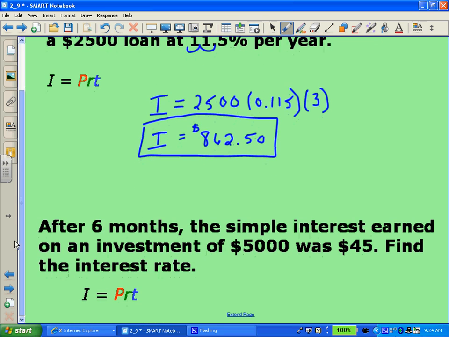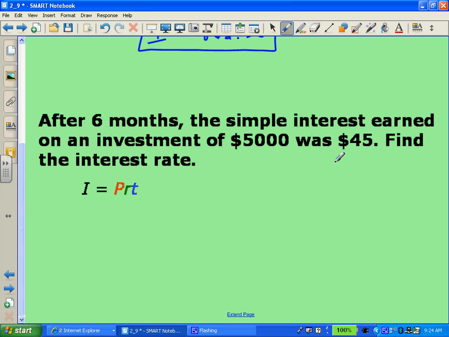Okay. Now let's look at another one here. Again, the first thing I need to do is figure out what I'm finding. Here it says find the interest rate. So that means I'm looking for R. I don't know what R is. So that means I must know what I, P, and T are.